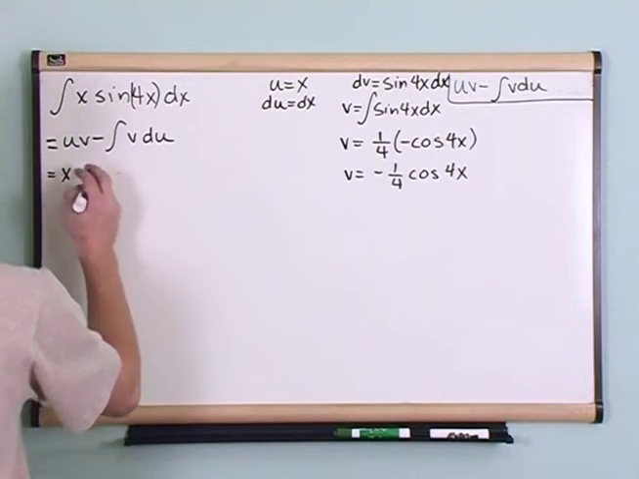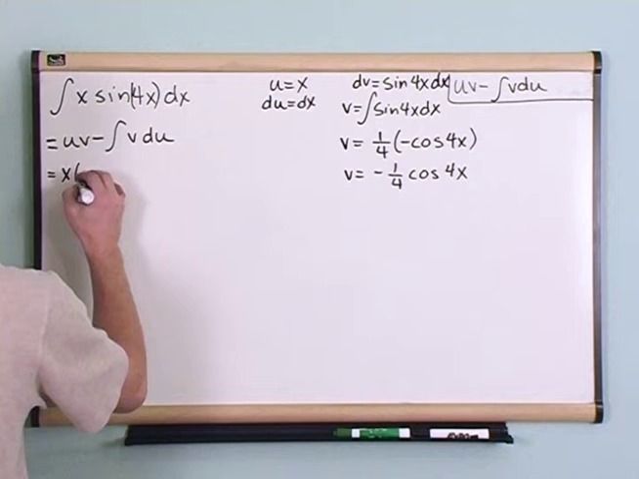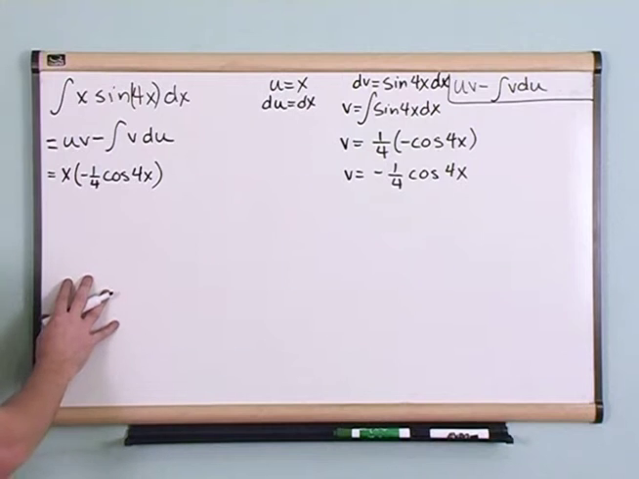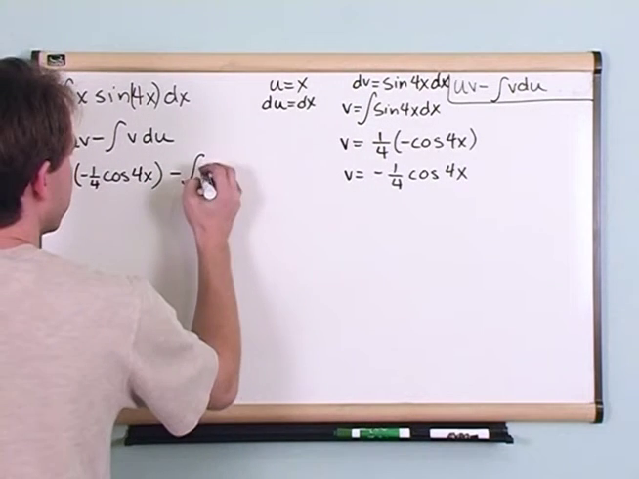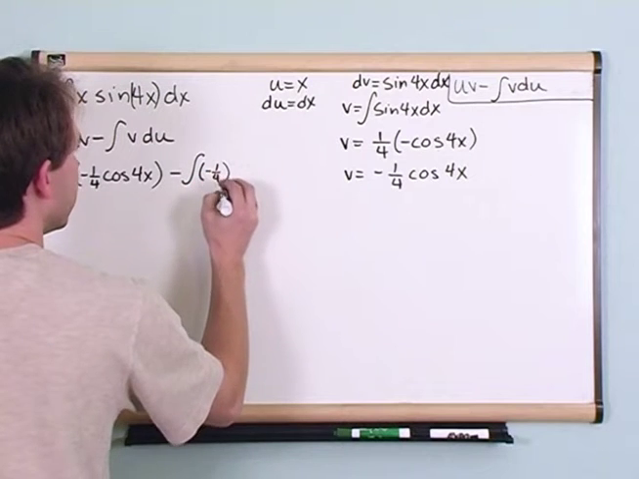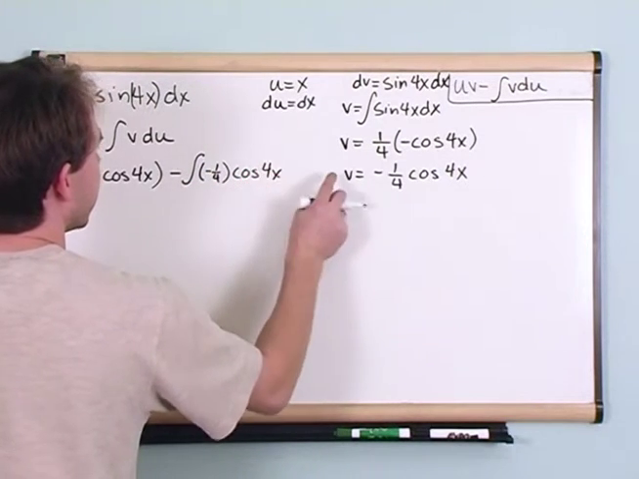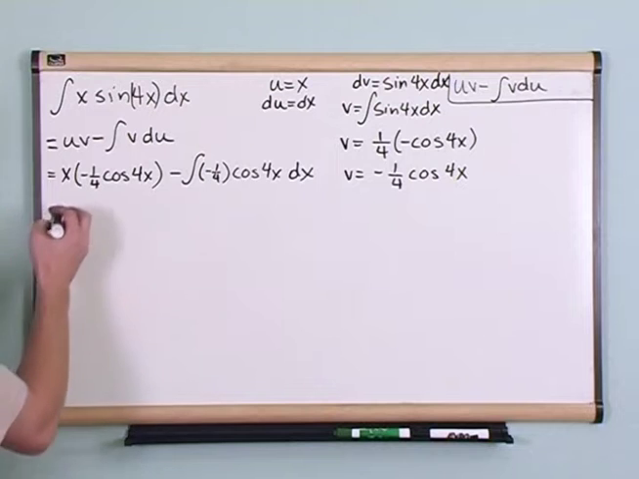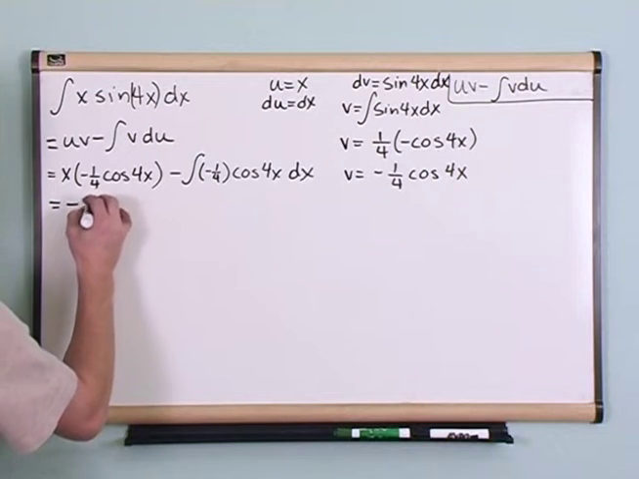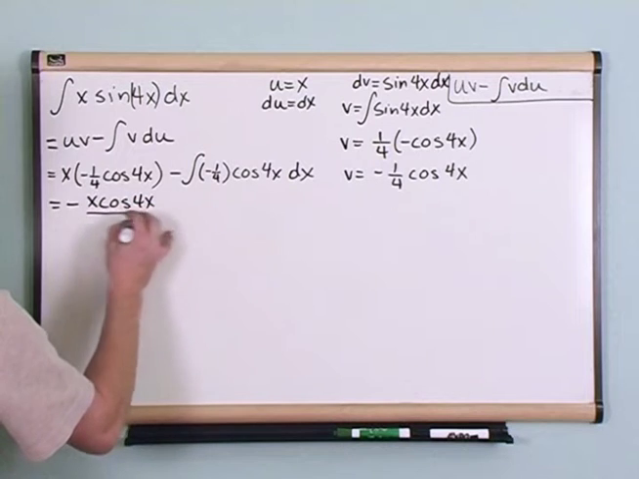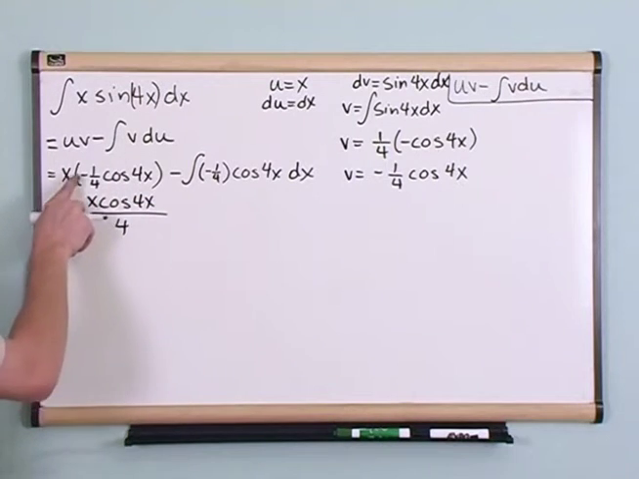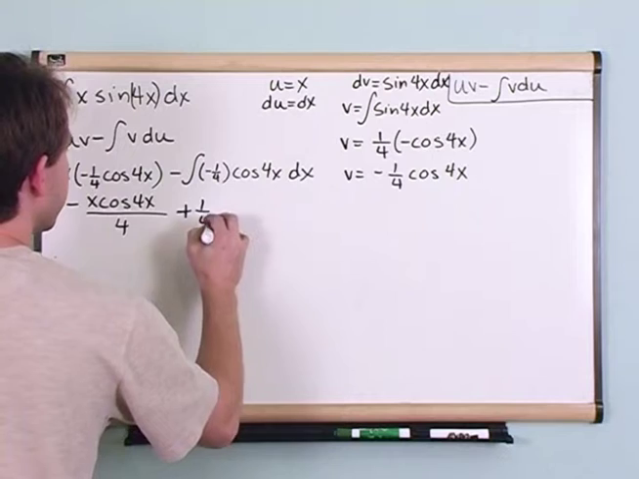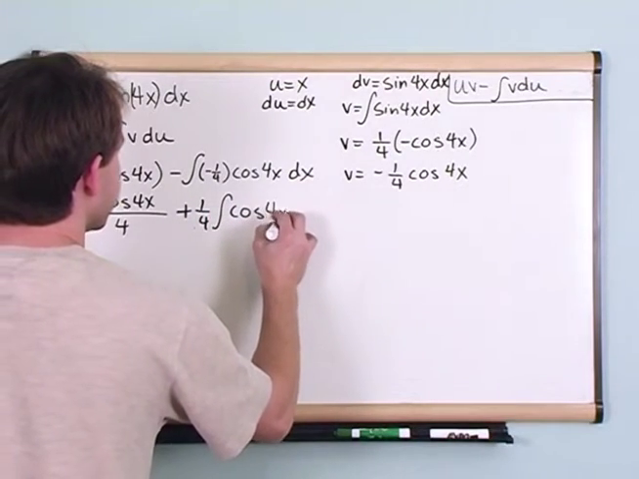u is equal to x, right? v is equal to this stuff, so it's negative 1/4 cosine of 4x, minus the integral of v, which is again negative 1/4 times cosine of 4x, times du. du is just dx, like this. So it's going to be negative x times the cosine of 4x over 4. I just simplified this. I got a negative sign and this stuff on the top, 4 on the bottom. Negative times negative gives me positive 1/4 times the integral of cosine 4x dx.